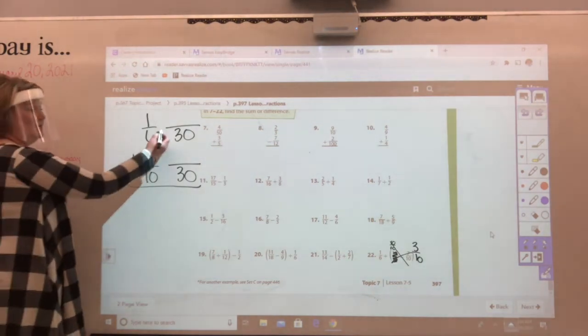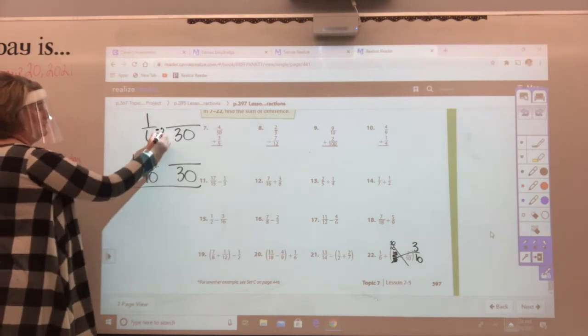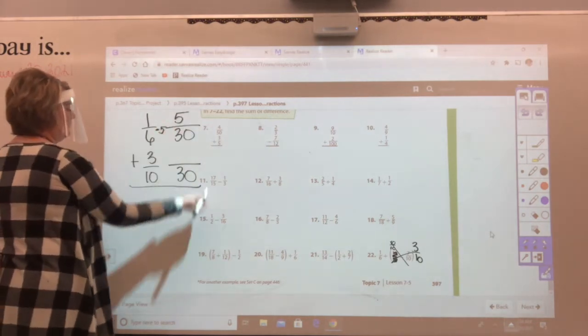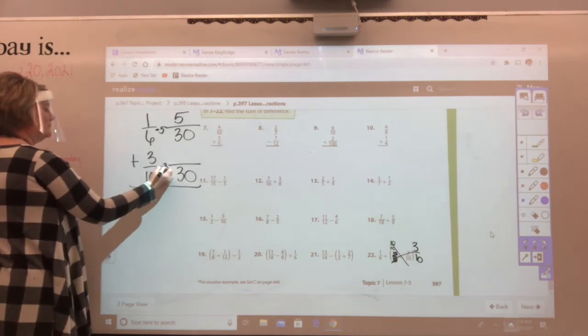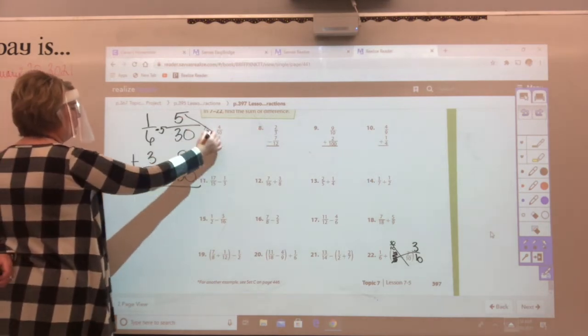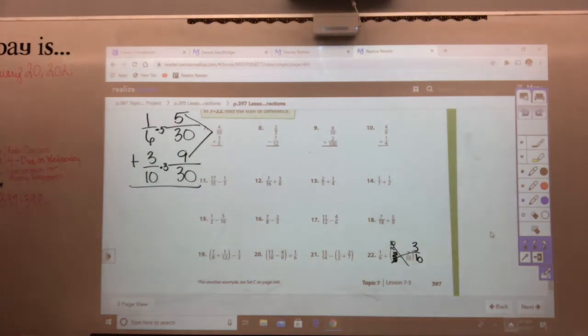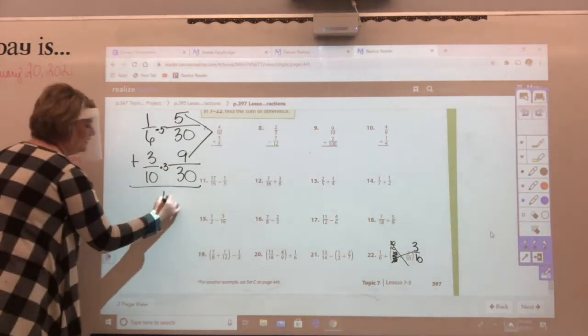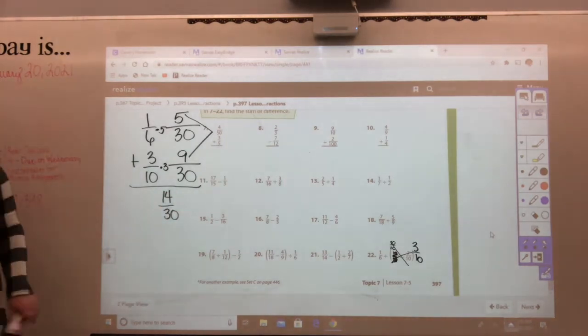So keep it going. Jake Lee on the top, how do we go from 6 to 30? 5. And 1 times 5 is 5. Kaden on the bottom, how do we go from 10 to 30? Times 3. 3 times 3 is 9. Now we're only adding the tops. So what does 9 and 5 get you, class? 14 what? 30. Uh-oh. So right and so wrong.